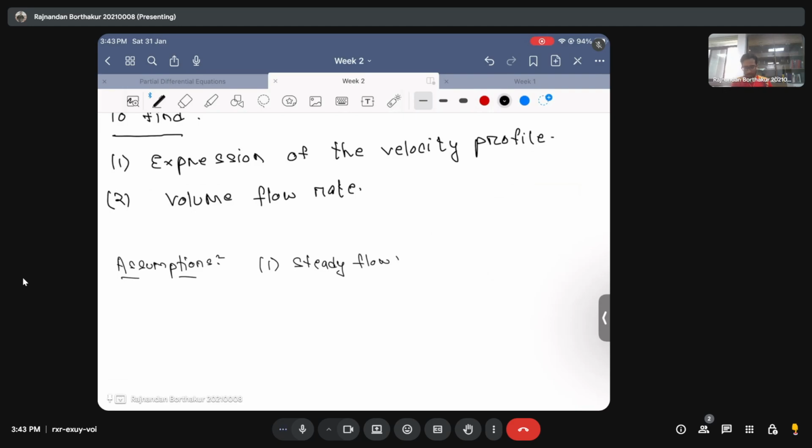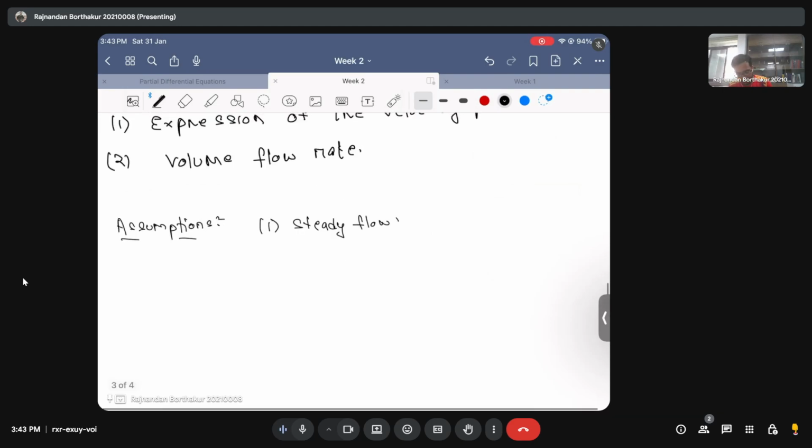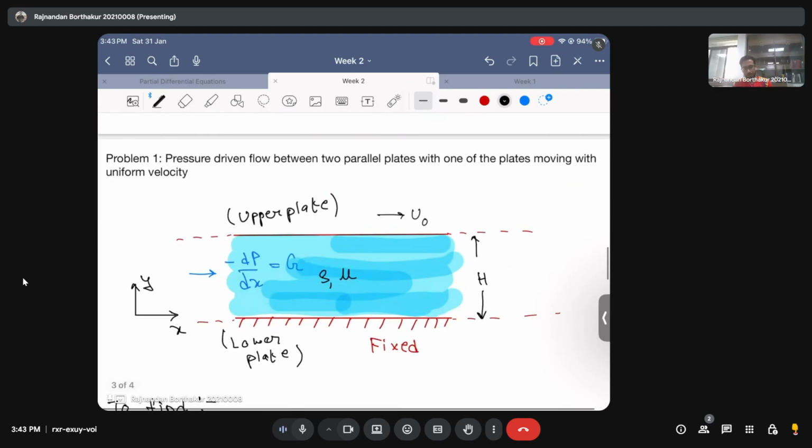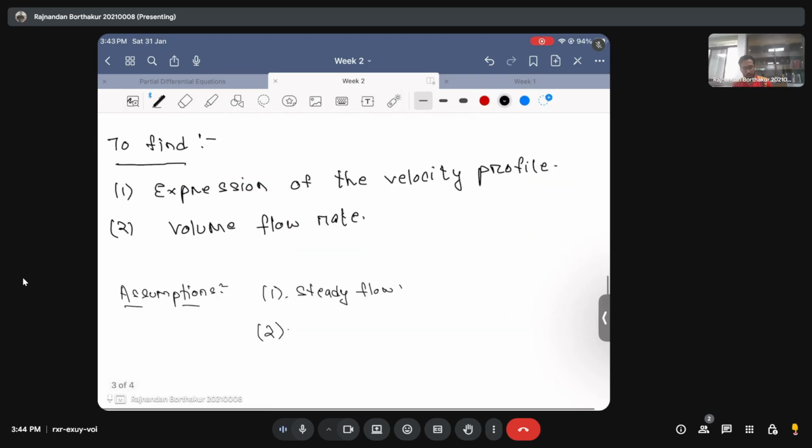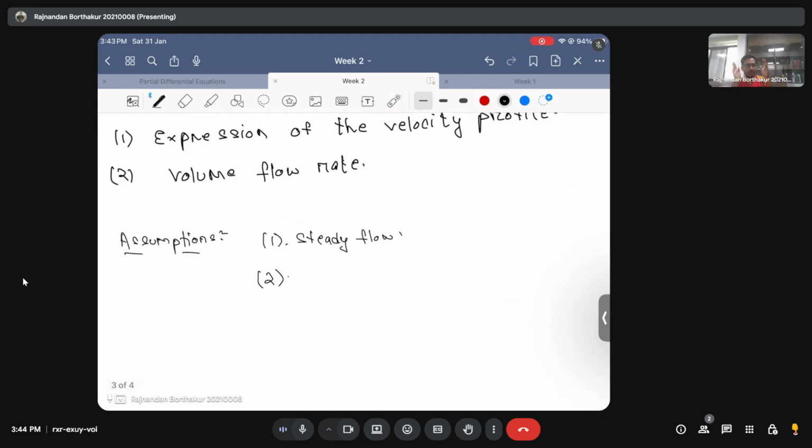The second thing is that since the plate is infinitely long in the plus x and the minus x direction, we are basically not interested in the beginning and the end effects. The more technical way of saying that is that I'm considering that segment of the pipe where the flow is fully developed. So I'm considering fully developed flow.